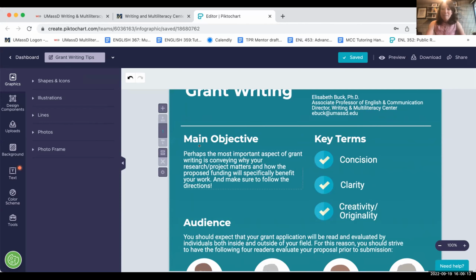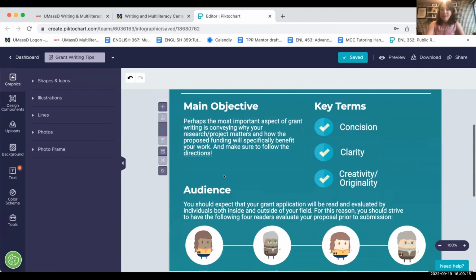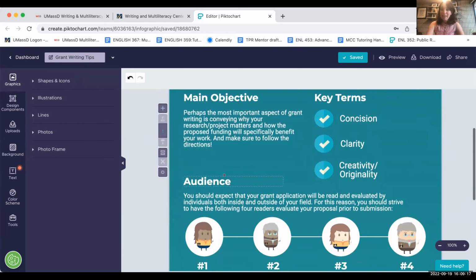So make sure you follow those directions and that you submit all the components that they're asking for. But the key terms with grant writing are going to be concision, so making sure that you are concise, because again, someone could be reading 1,000 of these and their eyes might be glazing over after a couple of them. So you want to make sure you get to the point with it. You don't want to be overly verbose. And you want to make sure that you're clear, because again, if they don't know what you're going to use this money for, they probably won't be very inclined to give it to you.